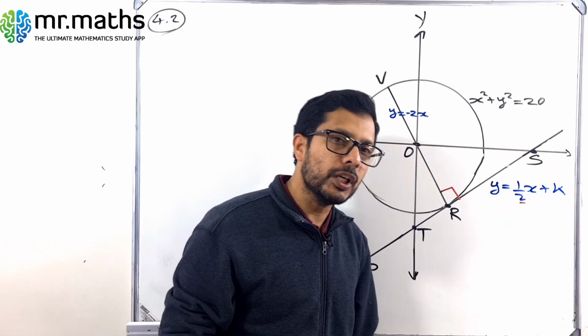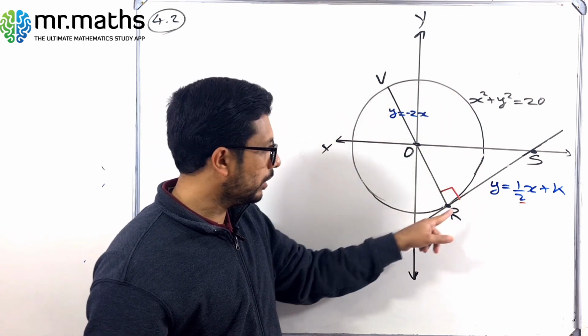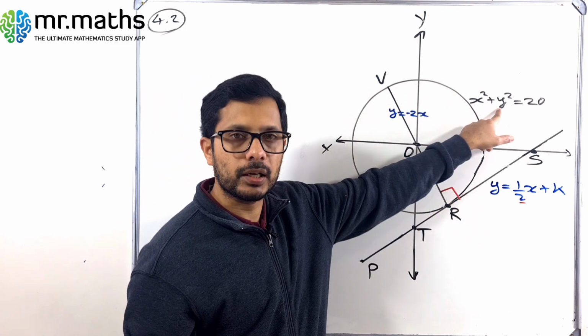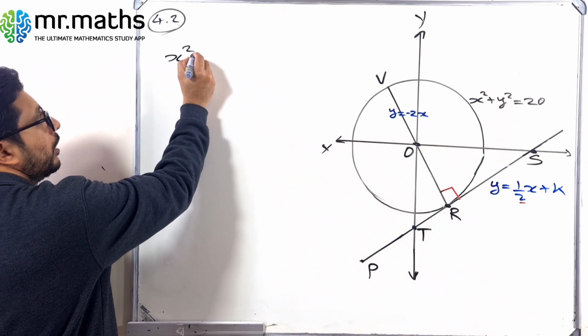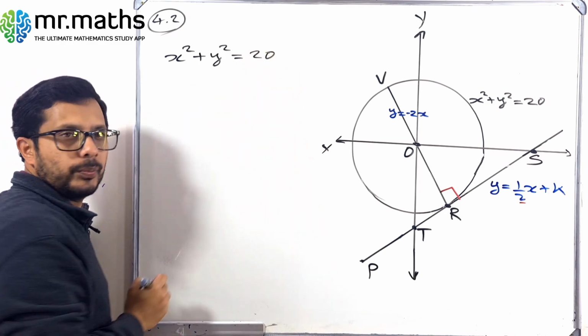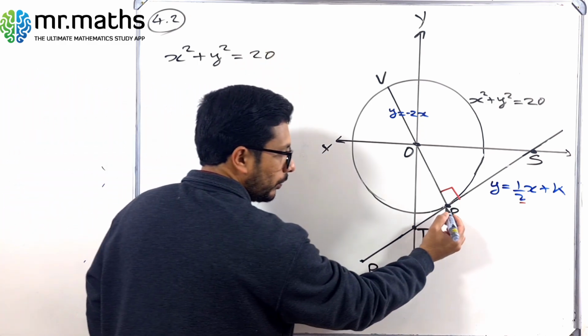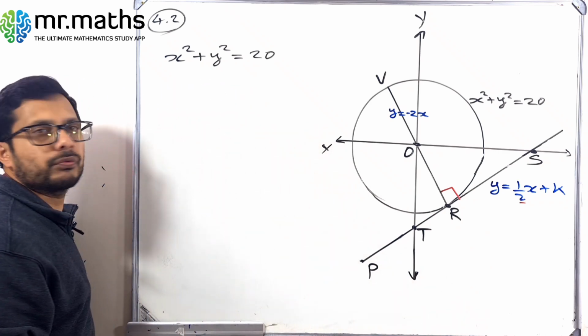Okay. So what we have to do is look at this circle. This point R is a point on that circle. And we know the equation of the circle. What is the equation of the circle? x squared plus y squared is equal to 20. And at the same time, this point is a point on this straight line OR or VR.